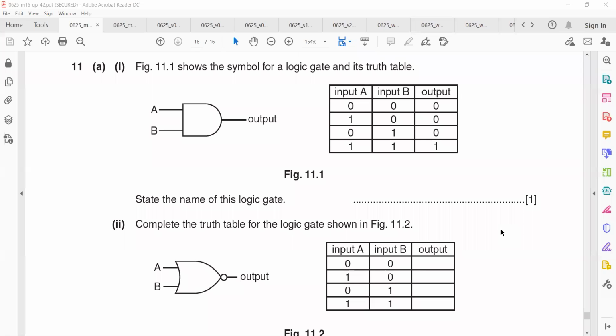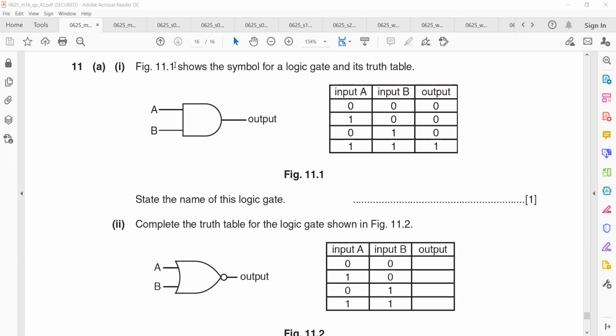Today we'll do questions related to the logic gates. Yesterday I explained this topic. Figure 11.1 shows a symbol for a logic gate and its truth table. State the name of this logic gate.